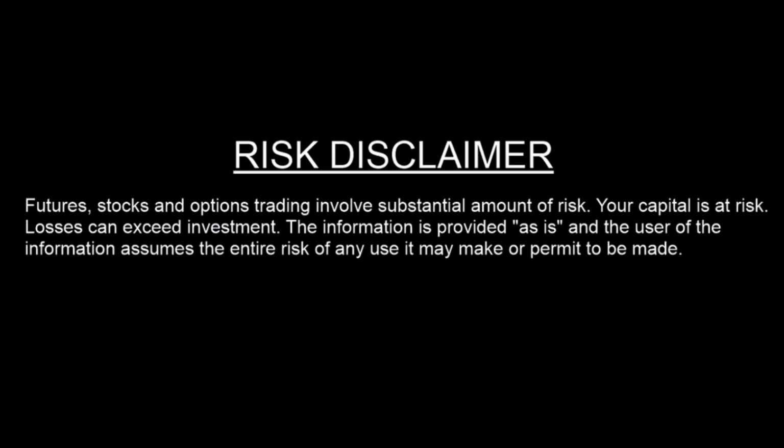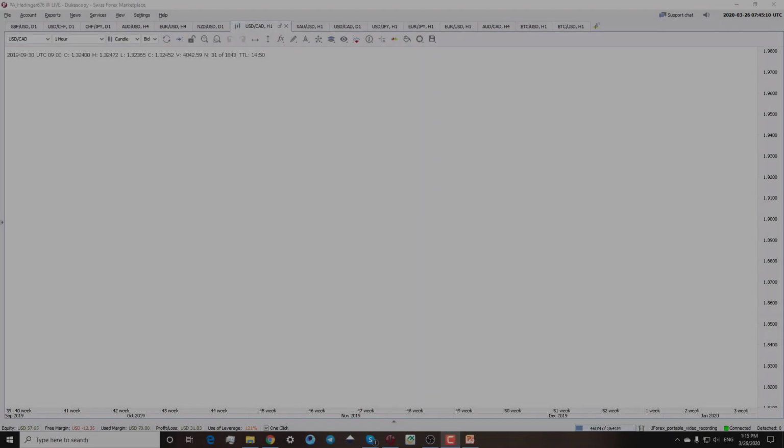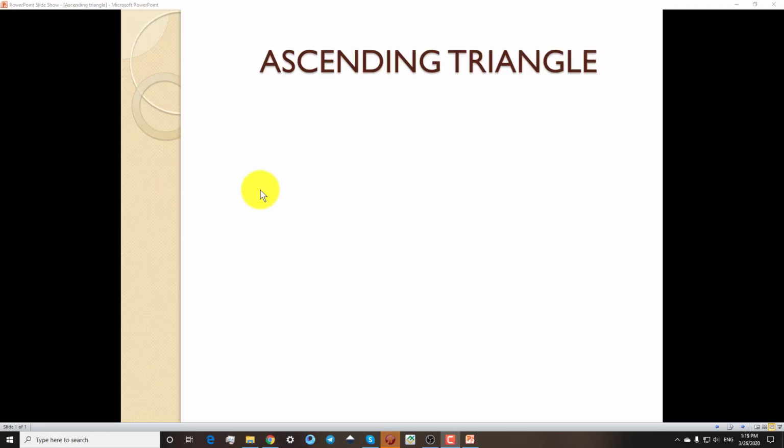So let's get started. Okay friends, first of all, to make an ascending triangle, what we need is a trend. There is a need of a prior trend because ascending triangle is a continuation pattern. So we need a trend which can continue after the pattern is confirmed, and we have to trade it.